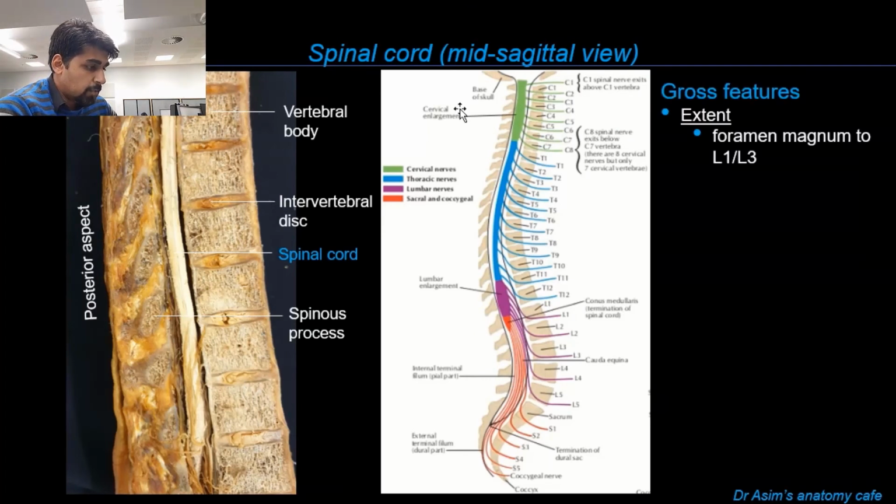In the case of adults, the spinal cord extends from the foramen magnum to the inferior border of the first lumbar vertebra, the L1 vertebra, which we can see over here. In case of newborns, it can extend as far down as the L3 vertebra.